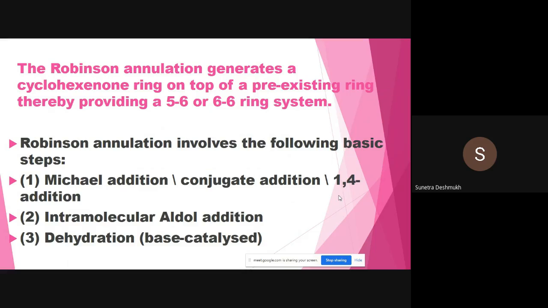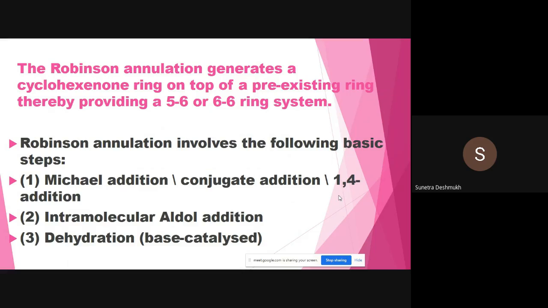Okay, so whatever is already present in the starting material, after the Robinson annulation reaction, that one generates one more cyclohexanone ring, providing a 5 or 6 membered ring system. So fused ring systems we can synthesize with the help of the Robinson annulation reaction. Annulation means nothing but the generation of a new cyclohexanone ring.